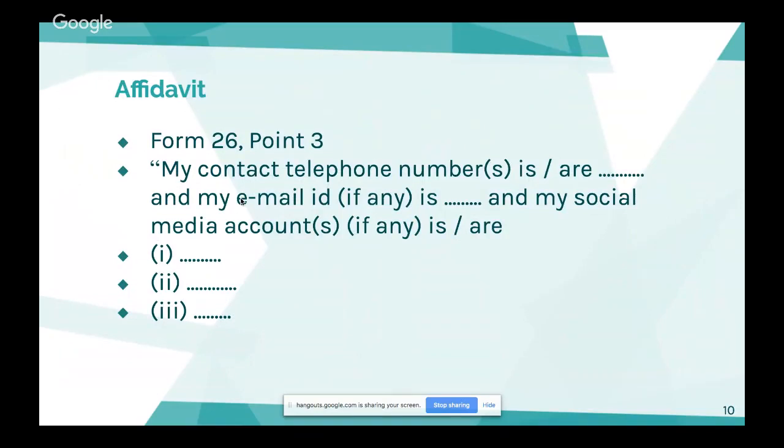We stumbled upon something interesting: in the affidavit, in form 26.3, the election commission requests information that is filled in by the candidate: my contact telephone number is, my email ID is, my social media account is, if any. So with this data, we know that PK is contesting the election, and we know PK's age, gender, and social media handle. Because you also give your party detail and the constituency you are contesting, we can do a lot of interesting analysis.